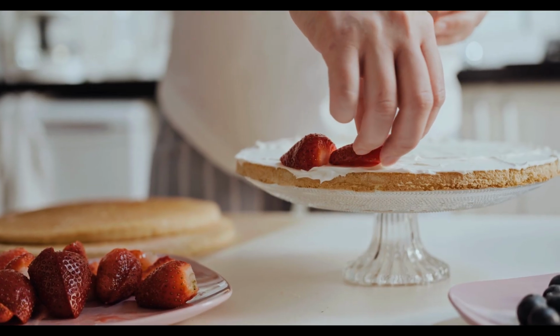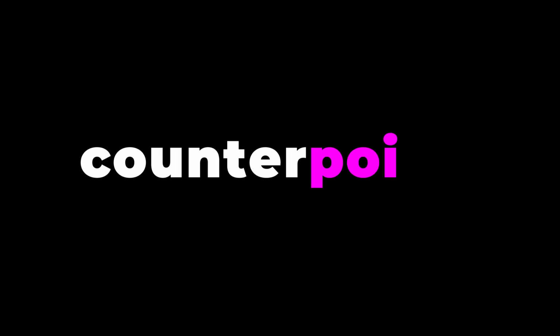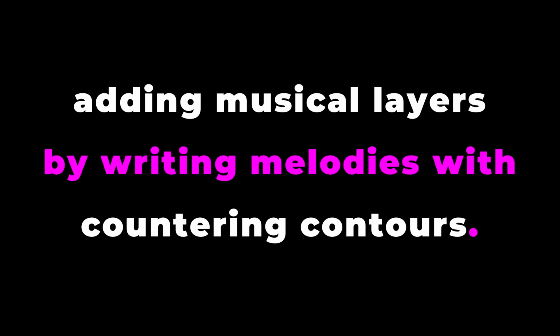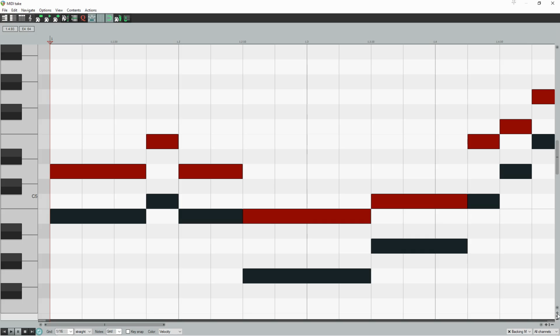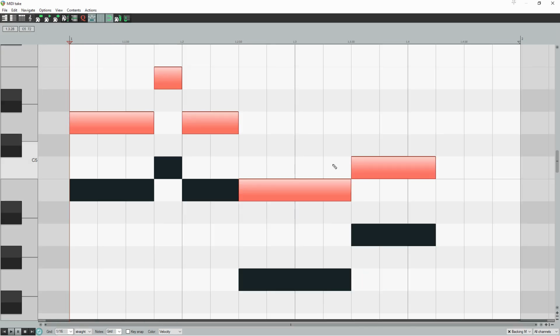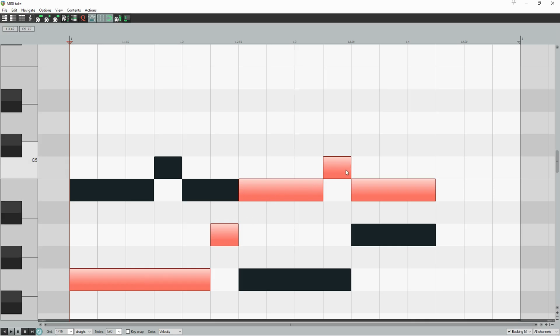Easy! You write your backing melodies using counterpoint. What's counterpoint? Well, counterpoint is the technique of adding musical layers by writing melodies with countering contours. For example, if we take the first bar of our section and instead of having our backing melody copy the contour of our lead melody, we change our backing melody so it counters the contour of our lead melody.